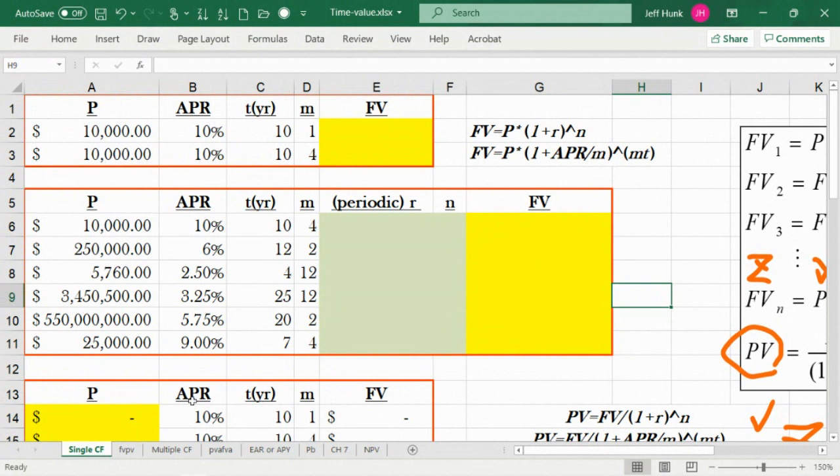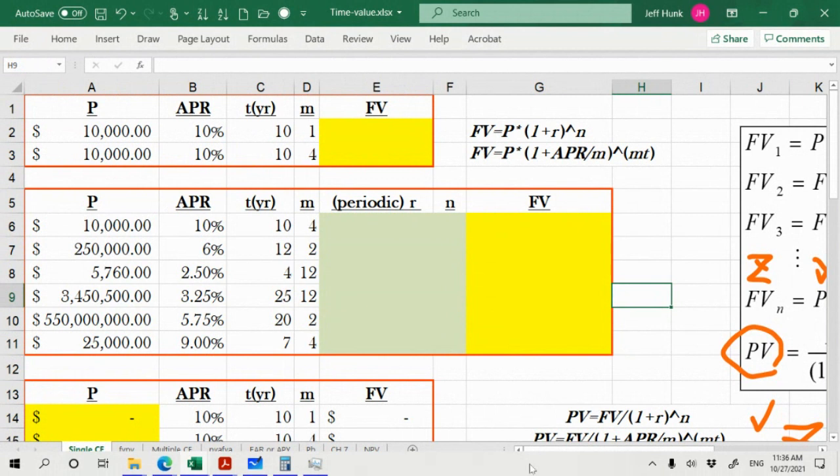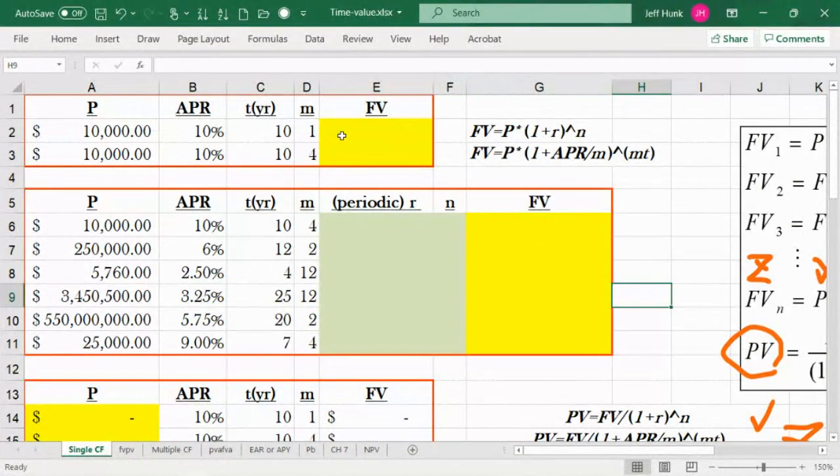So has everyone downloaded this file? I have. Okay, if you have, then find the right worksheet and delete all the highlighted cells. Delete all the highlighted cells.